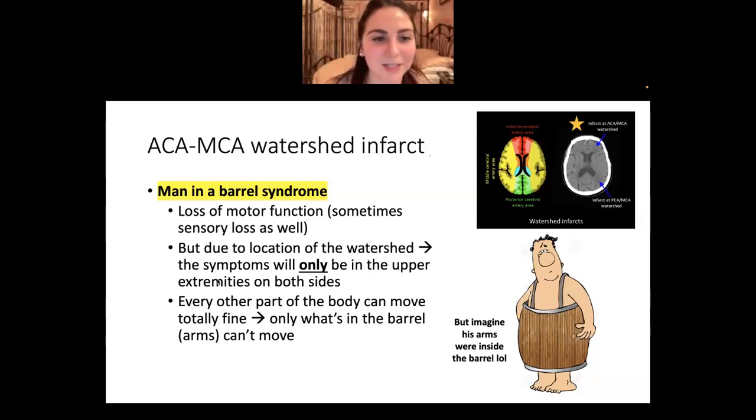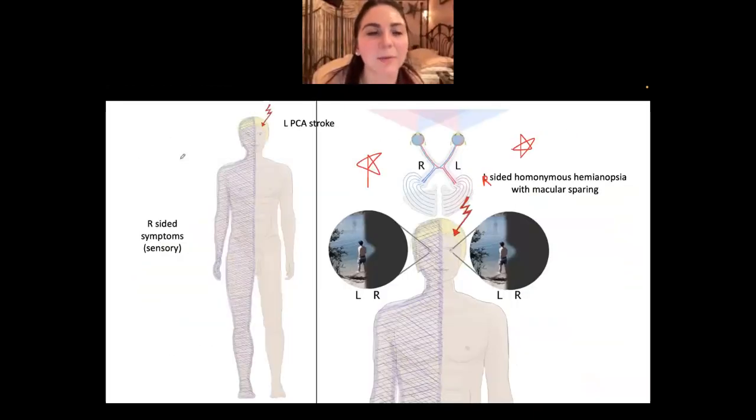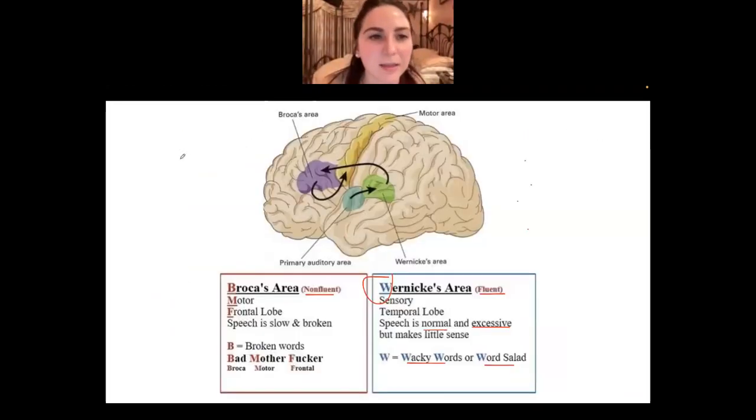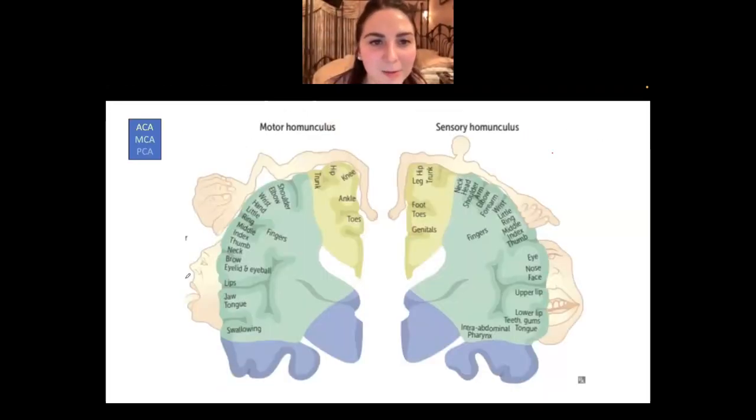So man in a barrel syndrome is you basically lose motor function, sometimes sensory, but again, because it's ACA-MCA, remember that's the part of the homunculus. If we go back, actually, sorry, don't hit me.